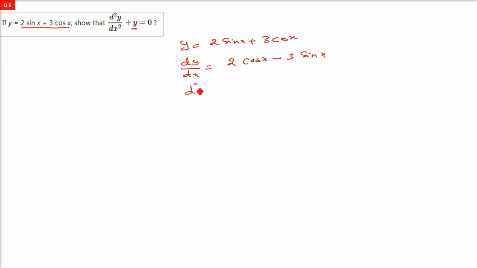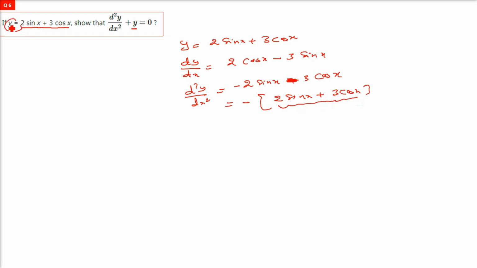Now d2y by dx2 will be 2 cos x will be minus sin x and minus 3 sin x will be cos x. So it will remain as negative 3 sin x will be cos x. Now you just take the negative sign outside. What do you see? What do you find out? 2 sin x plus 3 cos x, which is eventually y only. I mean, we have started with this, eventually we found the same stuff. You have negative y, you can replace it by negative y, and this negative y can be brought to the left hand side and it will be d2y by dx2 plus y is equal to 0.